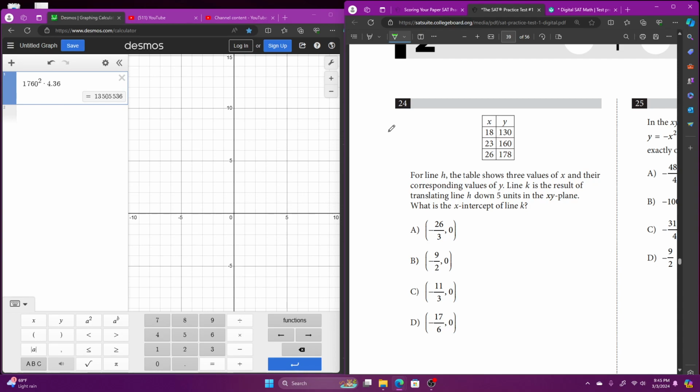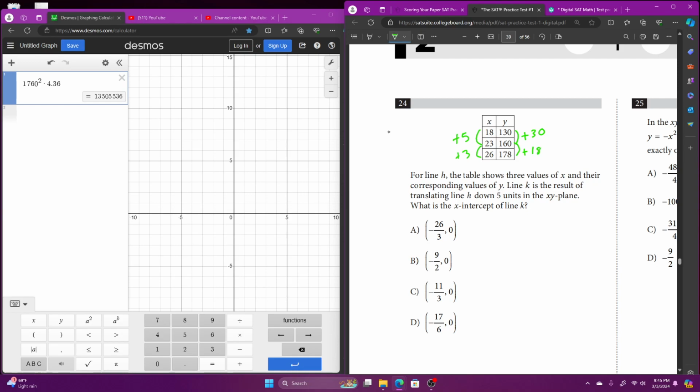And they're not telling you whether this is linear, quadratic, exponential. So let's look at the values and find out what we're working with. 18 to 23, our x values go up 5. Meanwhile, our y values go from 130 to 160, up 30. And the next one, we go up 3. And 160 to 178, we go up 18.